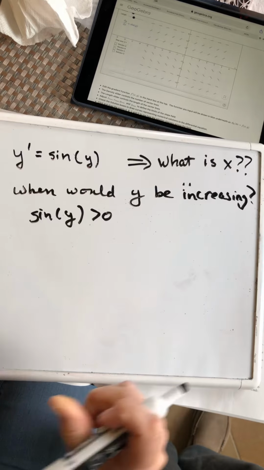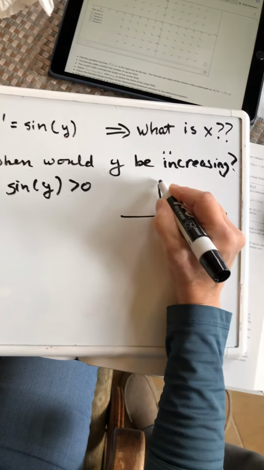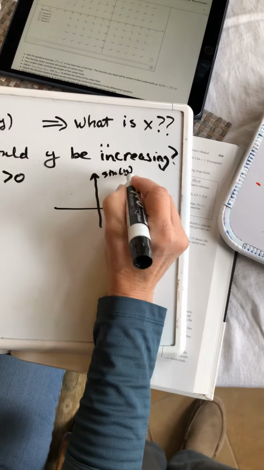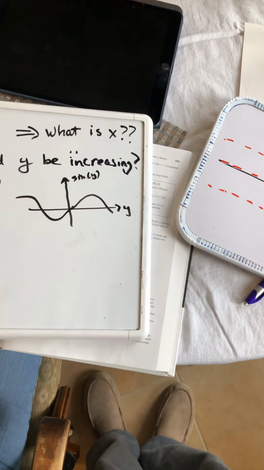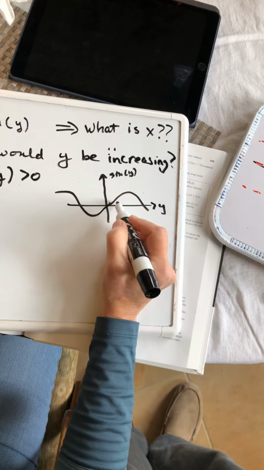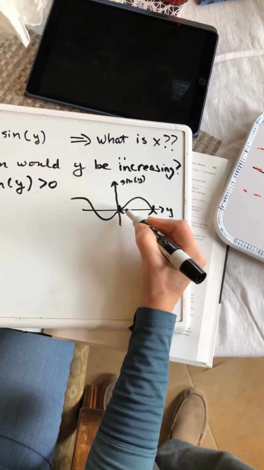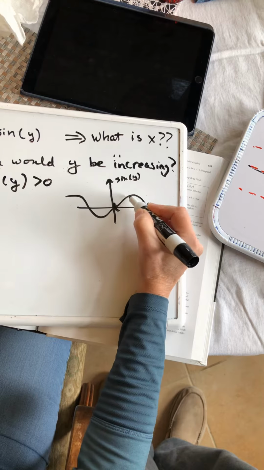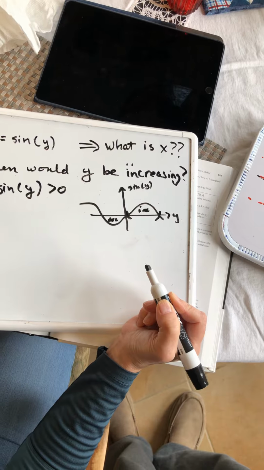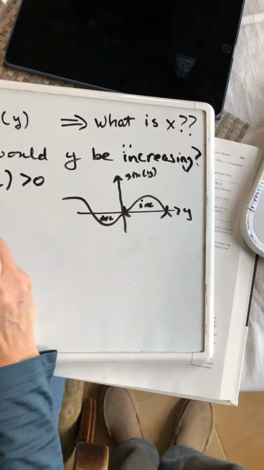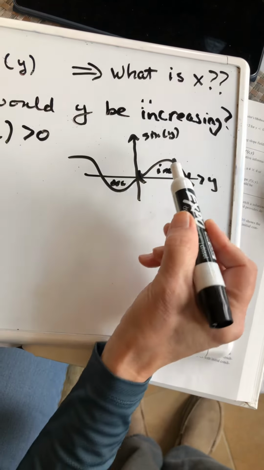All right, so now we know about the sine of y. If this is the y-axis and this is the sine of y axis, we know what the sine looks like. It does this. So where it's positive, we're going to have increasing functions. So between 0 and pi, it's going to be an increasing function. So we're going to be increasing here, but our functions are going to be decreasing there, and so forth. So in answering when would y be increasing, we also see where y is going to be decreasing. They're going to be increasing and decreasing and increasing and decreasing.